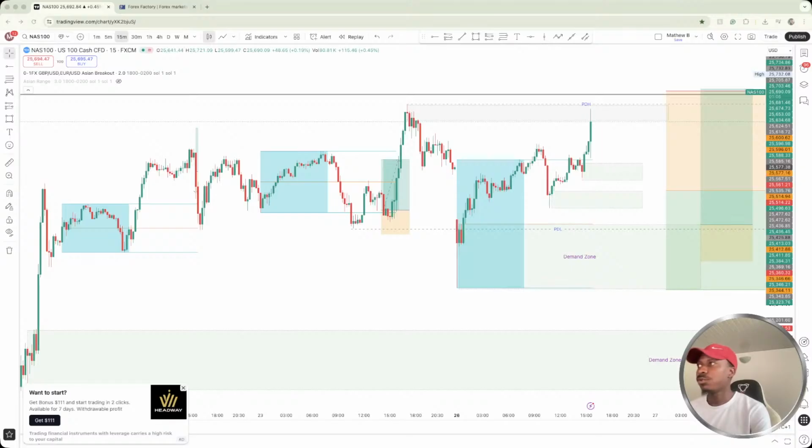NASDAQ is still pushing. There's currently a sort of rejection from that zone, from the seller participation, but we are going to see what actually happens.